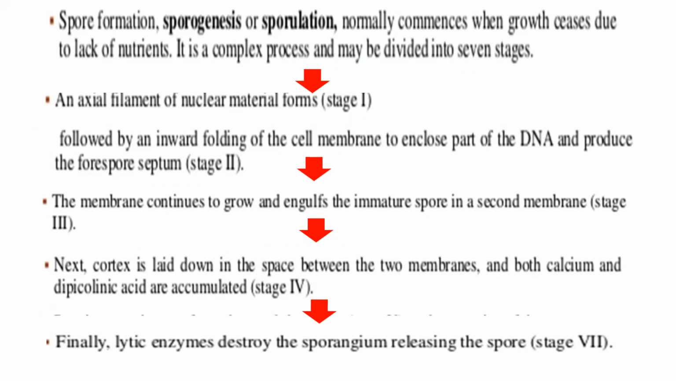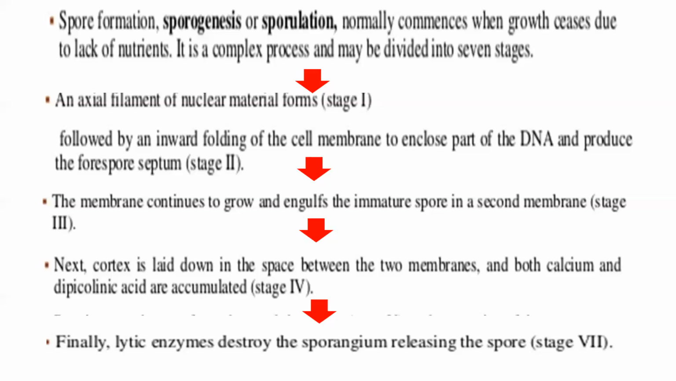It is a complex process and may be divided into 7 stages. In stage 1, an axial filament of nuclear material forms, followed by an inward folding of the cell membrane to enclose part of the DNA and produce a forespore septum, that is stage 2. Now comes stage 3, when the membrane continues to grow and engulfs the immature spore in a second membrane. Next, the cortex is laid down in the space between the two membranes, and both calcium and dipicolinic acid are accumulated. That is our stage 4.